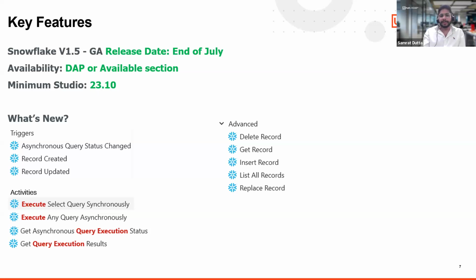Okay, and of course, we have the advanced CRUDs as usual. So basically, full CRUD operation: list all, insert, get, replace, and delete. So yeah, those are the major updates that I wanted to provide for Snowflake. Let's go to the next slide.